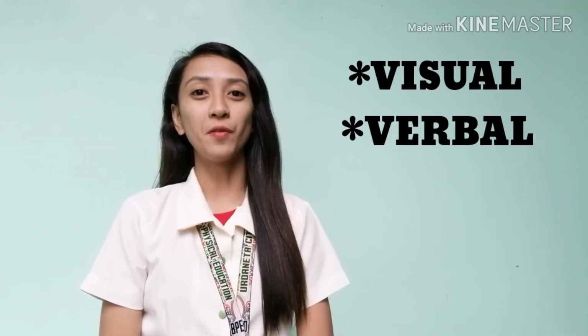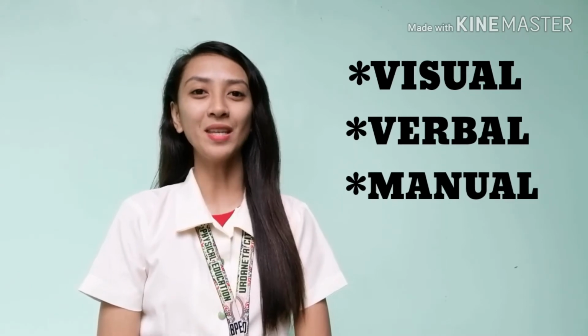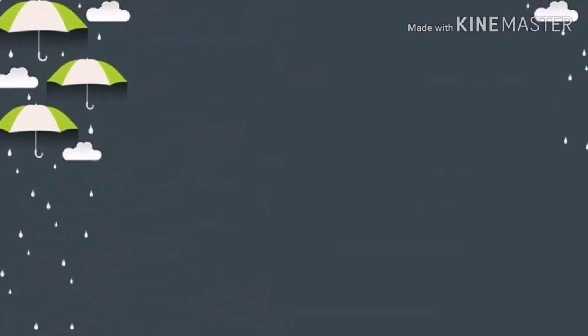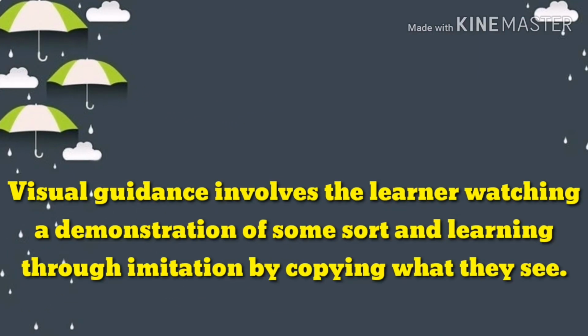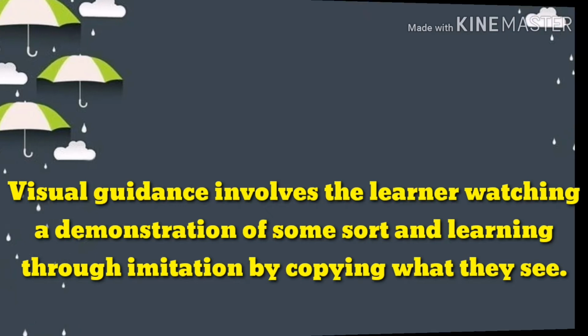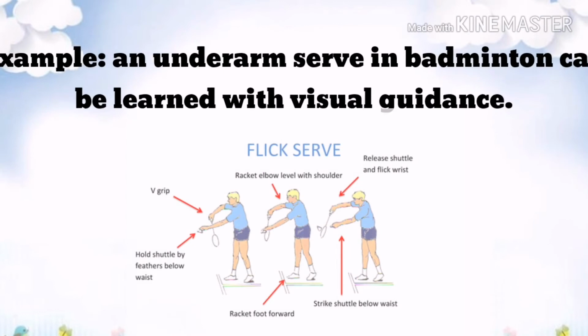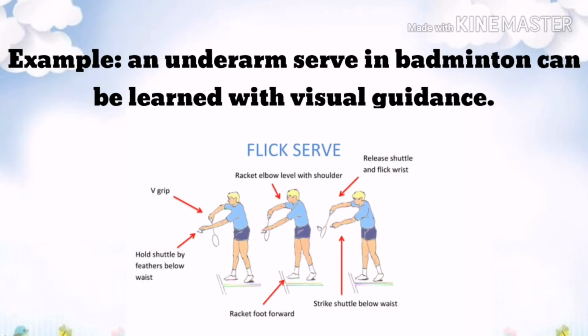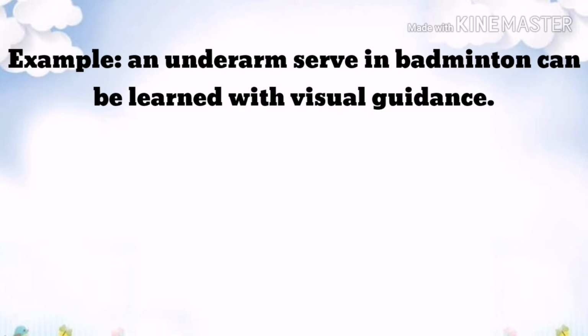We also have the types of guidance in the teaching of motor skills. We have the visual, verbal, manual, and mechanical. Visual guidance involves the learner watching a demonstration of some sort and learning through imitation by copying what they see. For example, an underarm serve in badminton can be learned with visual guidance.